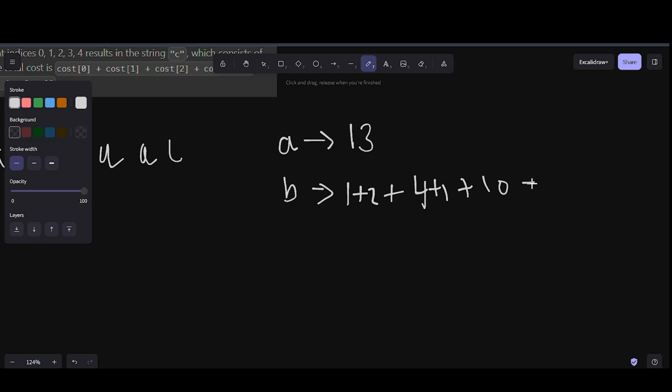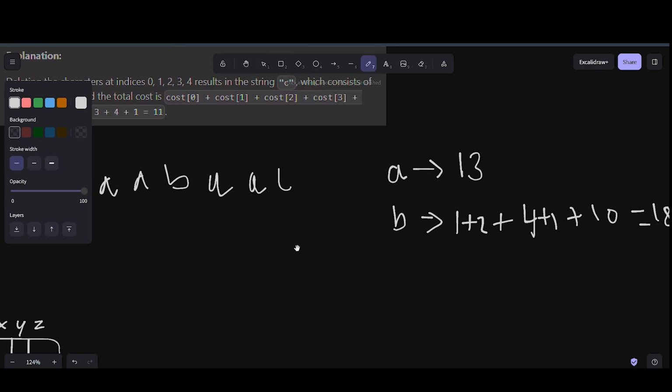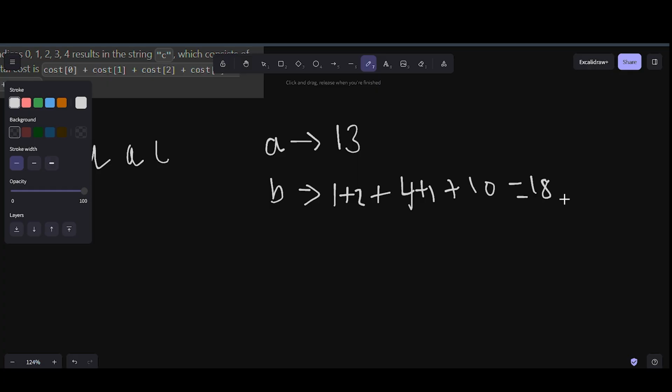What is the total value? Total value is 5, 15 and 18. So if we want to keep b in the string, we have to pay 18. And let's calculate for c.